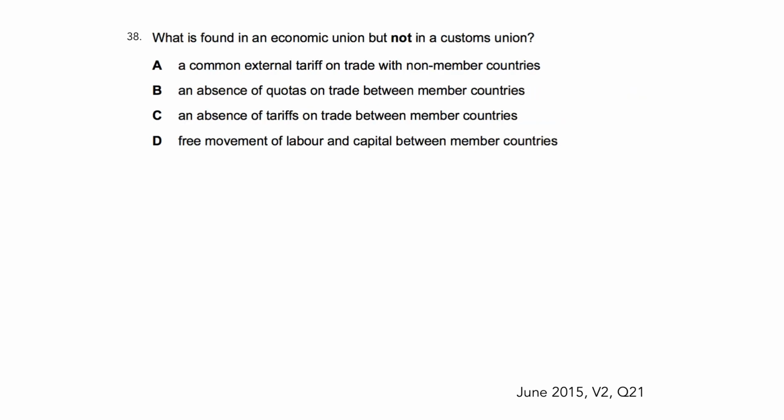What is found in an economic union but not in a custom union? Remember, economic union means there is more allowance between countries. What is economic union? Economic union allows free movement of labor and capital between member countries. Make sense? So there is not only common external trade policy, no trade barriers, but also people can move from one country to another, work from one country to another, and so on. So that's why this is the answer D.